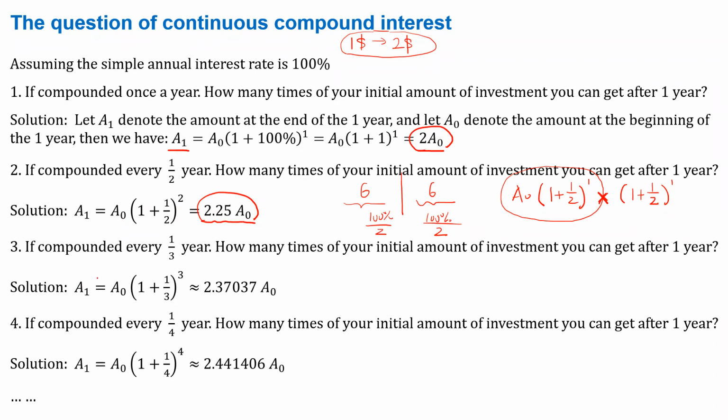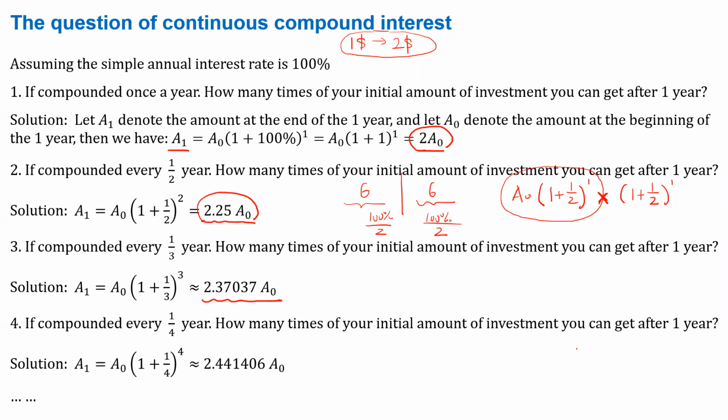Then we can also consider what if it's compounded every 1/3 year? How many times of your initial amount of investment can you get after 1 year? So using the same logic, it's very easy to know that A1 should equal A0 times 1 plus 1/3 raised to the power of 3, right? And this value is approximately 2.37037 A0.